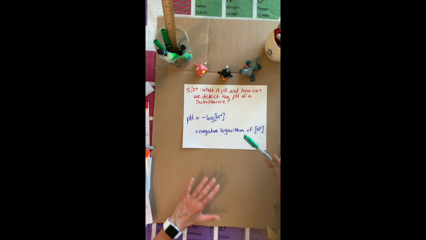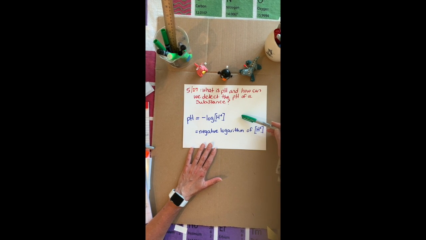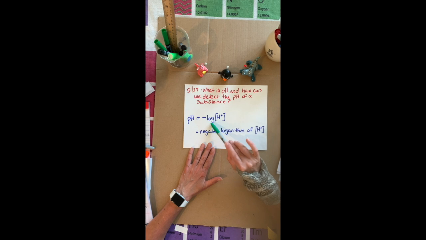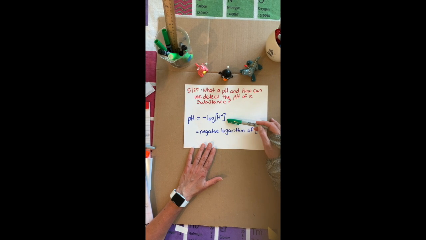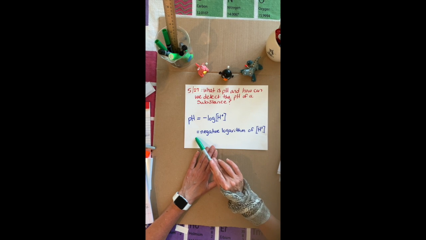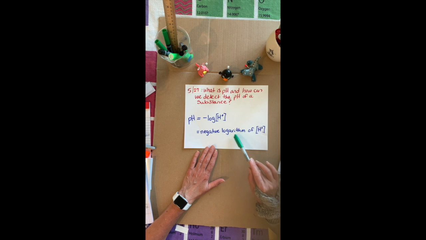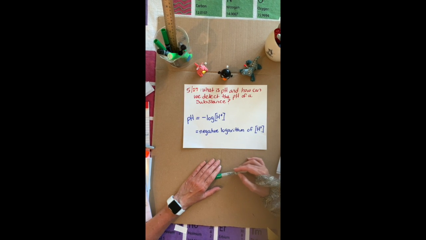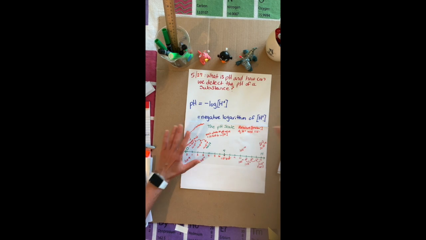So first off, let's start with the official definition of what the pH value of a substance is. It is the negative log of the hydrogen ion concentration. It could also be stated as the negative logarithm of the hydrogen ion concentration. Please be aware it'll be when you take Algebra 2 that you would encounter logarithms.